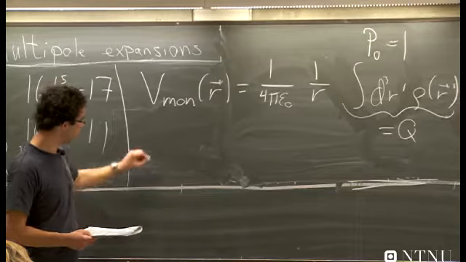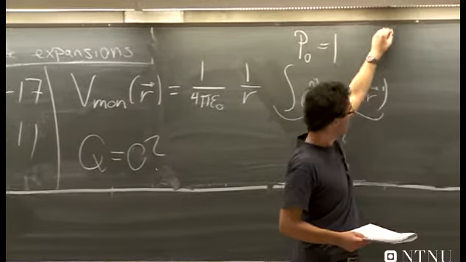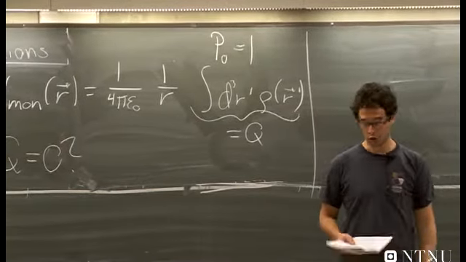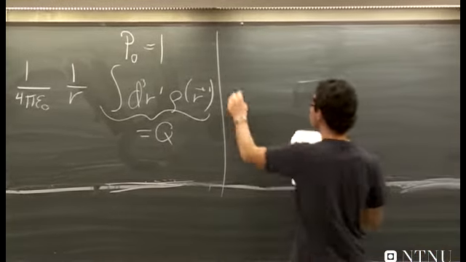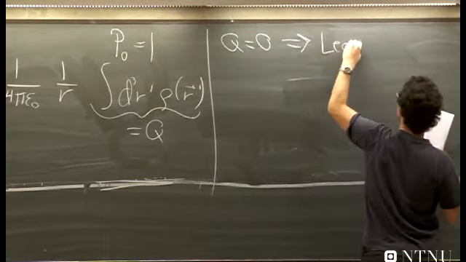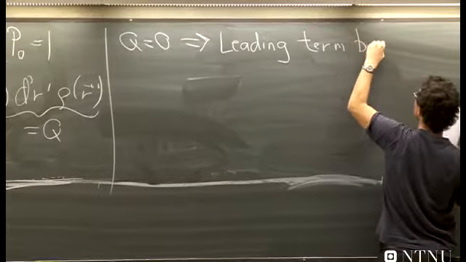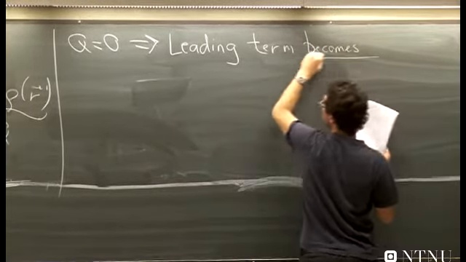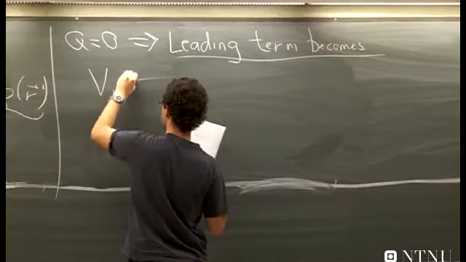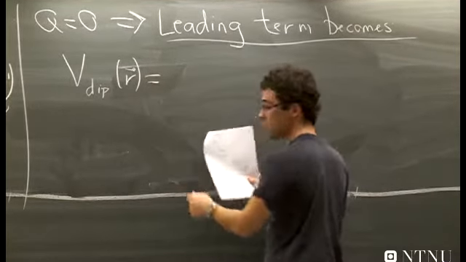But now, what if Q is equal to 0? What does that mean? Well, that means that we have to go to the next term in the expansion to find the leading behavior of the potential for large r. And that goes like this. I call this a dipole field, because it looks like a point dipole.